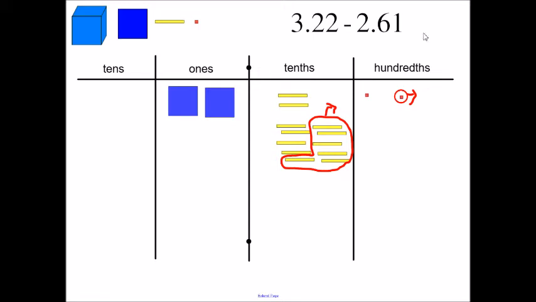In this column here, I'm going to take away 2. So I have 2 there. I can take them away. So I'm going to show that I am taking away 2. Then we need to look at how many do I have left. So in the ones column, I have 0 left. In the tenths, I have 1, 2, 3, 4, 5, 6 left. And in the hundredths, I have 1 left. So I can say that the answer to this is equal to 0.61.